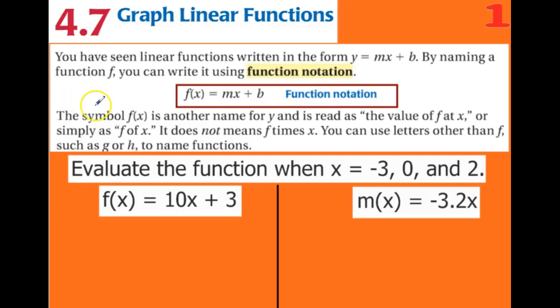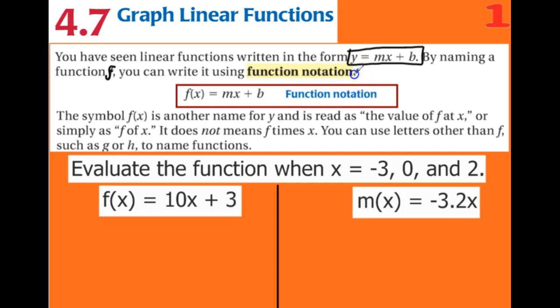Good morning. This is our last lesson before our review and our test for Chapter 4. It is on graphing linear functions. Now, we have seen functions written in the form y equals mx plus b, like it says here. But by naming a function f, we can write it using function notation.